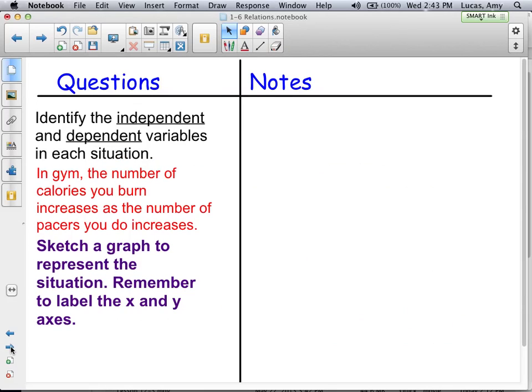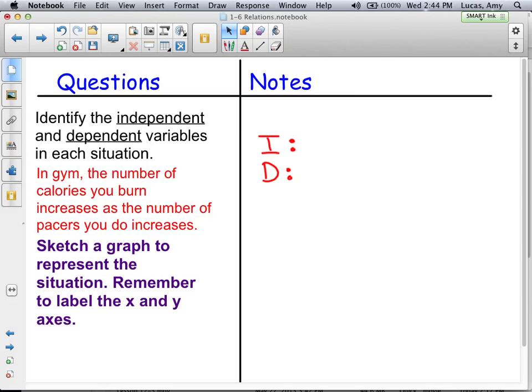Okay, now we've got some words here. Identify the independent and dependent variables in each situation. I'm going to abbreviate I for independent and D for dependent. The first situation says, in gym, so in Phy-Ed class, the number of calories you burn increases as the number of pacers you do increases. We all love those pacers. So, what happens first?